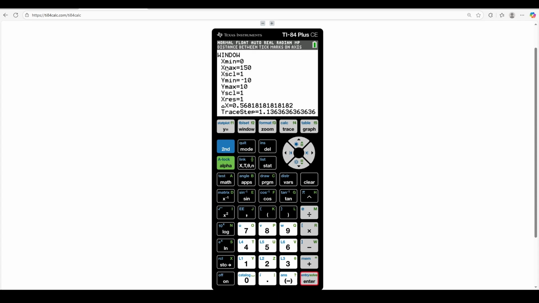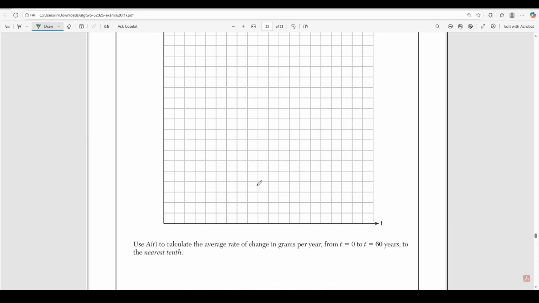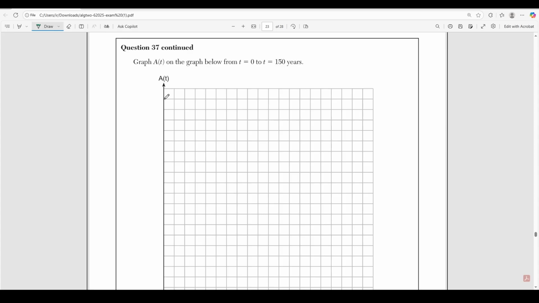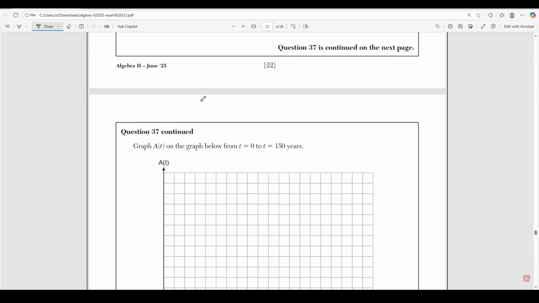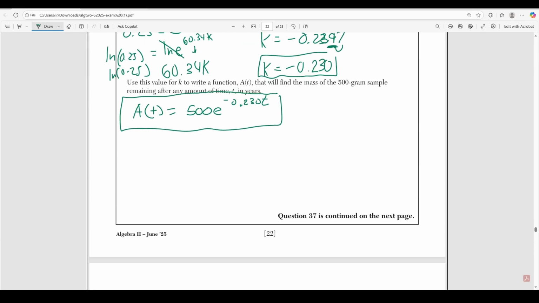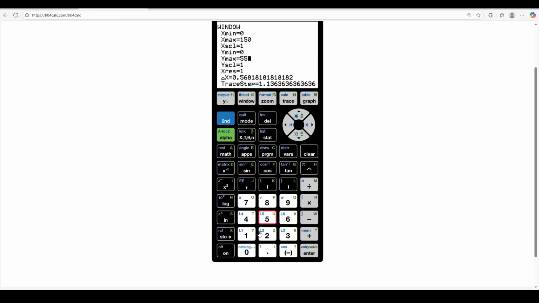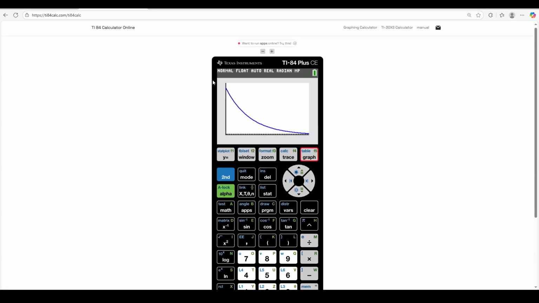So my x min is 0, my x max is 150. The same thing goes with my y min. My minimum value for y should really be 0, right? Because that's when the sample is fully decayed. And my maximum y should be the starting point, or slightly above the starting point. So my maximum y, the highest that my y-axis can go to, well, I start off with 500. That's my initial. So I know that my first point is going to be at 500. So I'll just go a little bit above 500, like 550. And now I'll hit graph. And now I can actually see my function perfectly out here, okay?